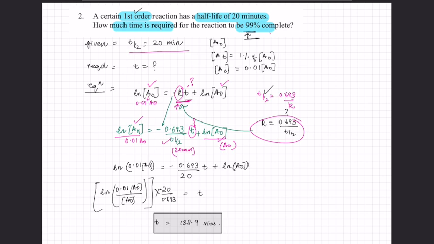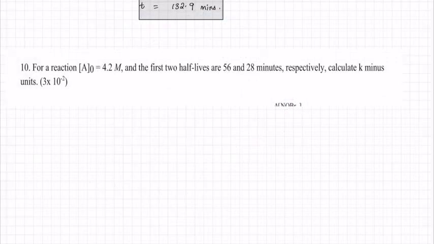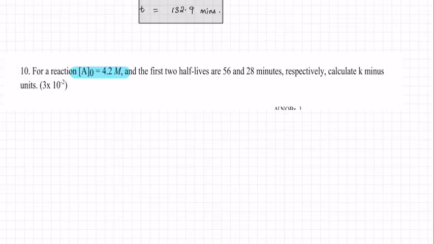Let's try a couple more questions. Let's read the question. It says, for a reaction, the initial concentration is given to me and the first two half-lives are given as 56 minutes and 28 minutes. They are asking me to calculate the value of K, and they're saying minus units, which means they don't care about the units of the rate constant for this reaction. This is probably one of the most complicated questions you might get. So let's look at how you would try to solve something like this.